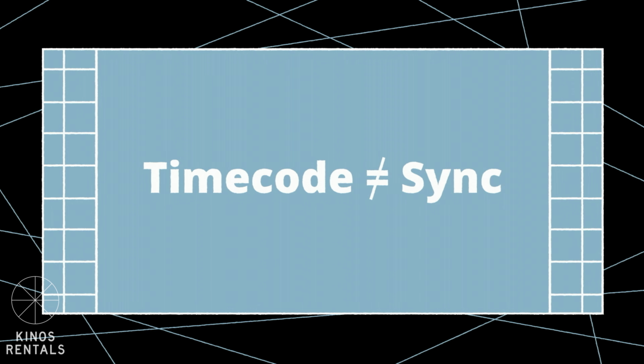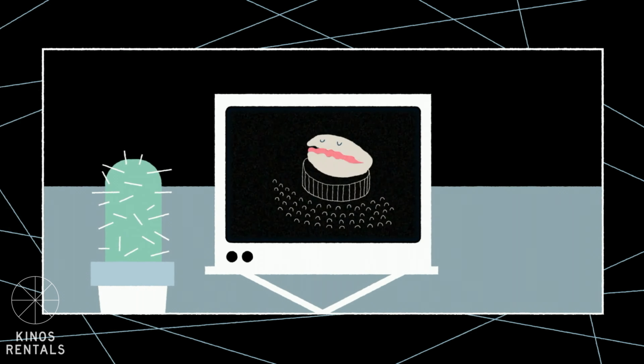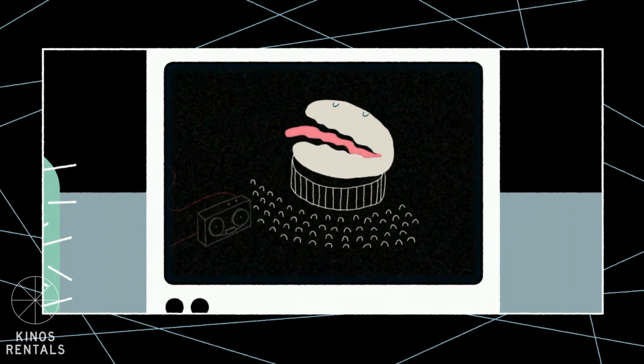Timecode is not synchronization. To explain the difference between the two, we can take a look at the following example. In this scenario, there's an audio recorder sending hardwired timecode to 3 cameras recording a concert.